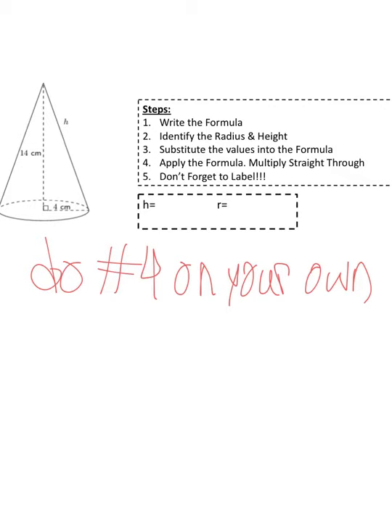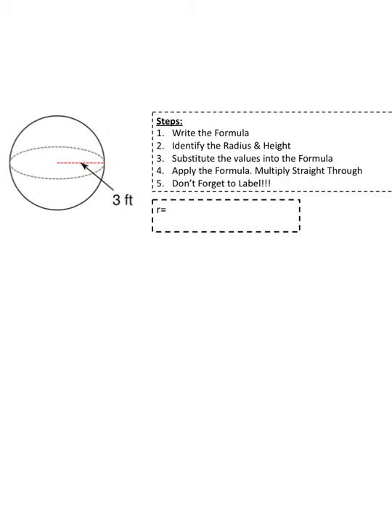All right, here we go. Here's number 4. It's almost exactly the same as number 3, but just different numbers. Make sure that you're using these 5 steps and that you're using the correct formula out of the 3 that we have been using. All right, so here's example 5.